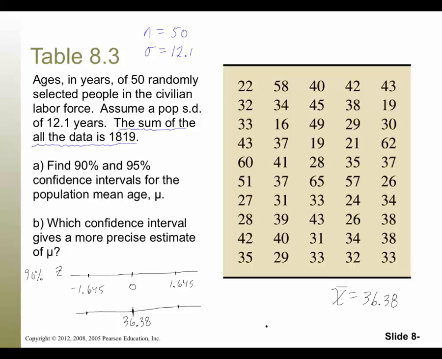But now we want to get some more information about maybe what the actual population mean is. So we know that at 90% confidence, we figured out that we're going to be 1.645 standard deviations above the mean and 1.645 standard deviations below the mean. But for samples of size 50, we're using the sampling distribution standard deviation, which is going to be 12.1 divided by square root of 50. So did you guys get the sampling distribution standard deviation? 1.71. I heard 1.71. Agree with that?